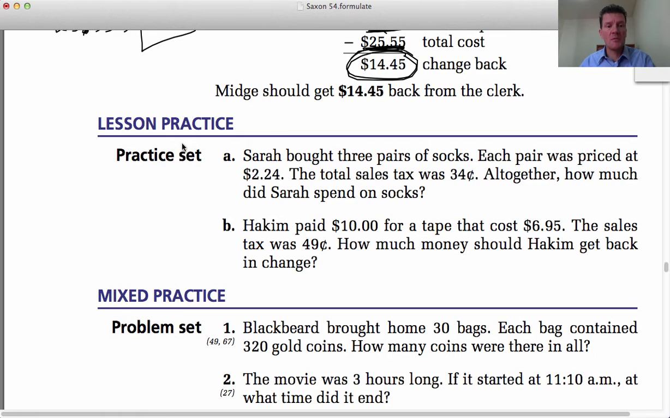Here are 2 practice problems for us, so let's just walk through these together. And again, you could pause the video right now and try these on your own, and then restart the video and check your work against mine. Make sure we both did it correctly.